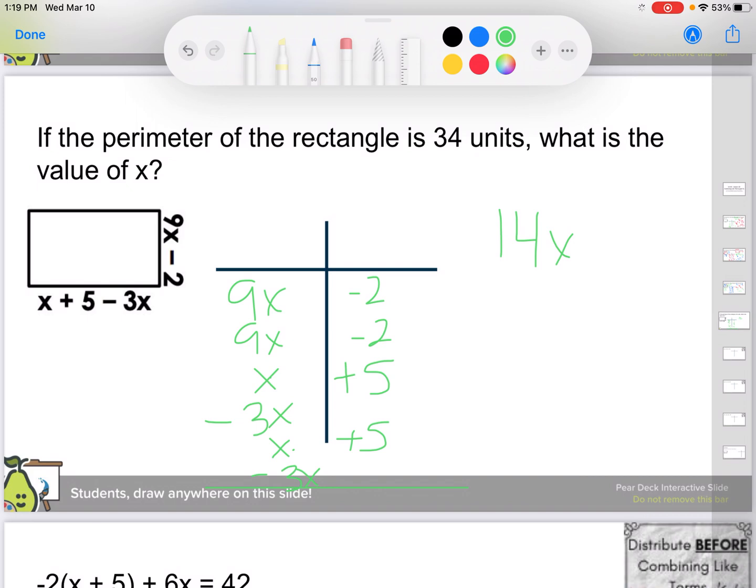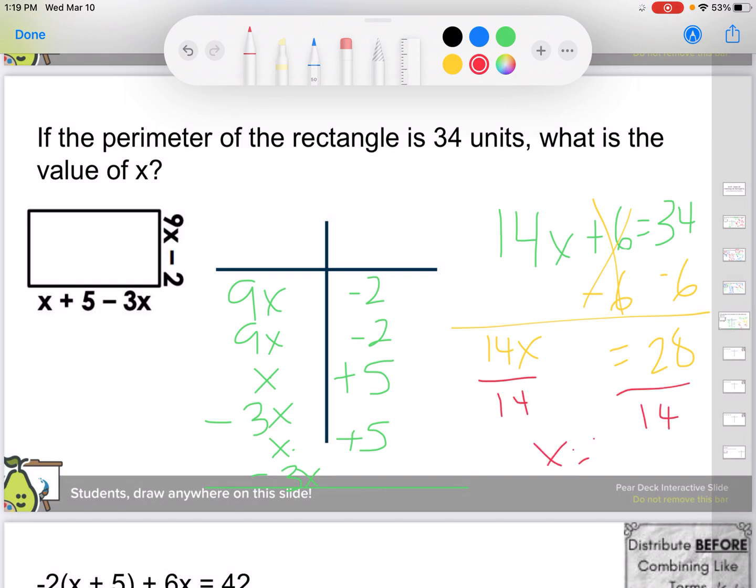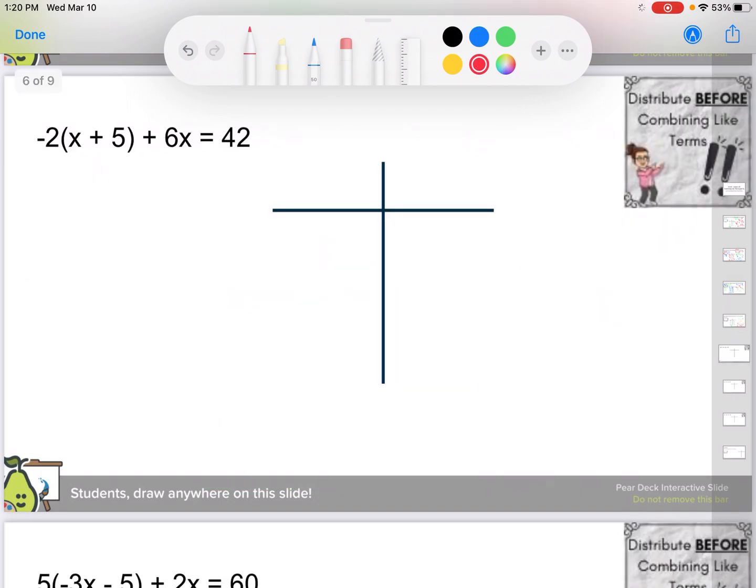And then 10 minus 4 would be 6. It's equal to 34. So I'm going to, oops, I just forgot to switch colors. I'm going to subtract 6 on each side. And I'm left with 14x. 34 minus 14 is 28. So I'm going to divide by 14 on each side. x equals 2.